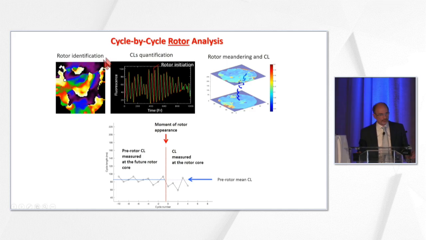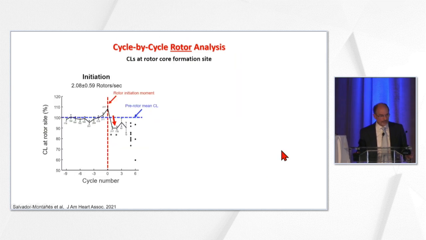And to answer that, we track cycle-by-cycle rotor analysis. We look at the core, and we look at the cycle length at the core. And then we plot those cycle lengths as a function of the cycle previous to the appearance of the rotor and thereafter. And here's the data from a collection of hundreds of rotors that we see everywhere in the atria.